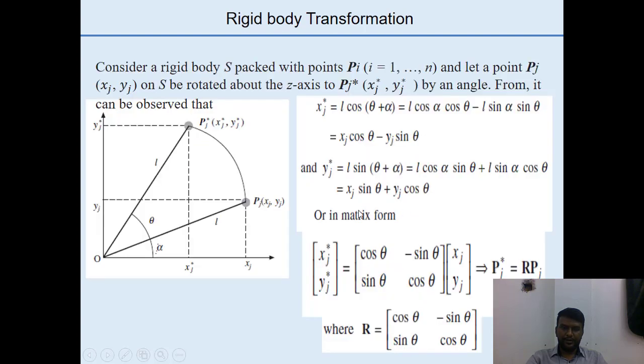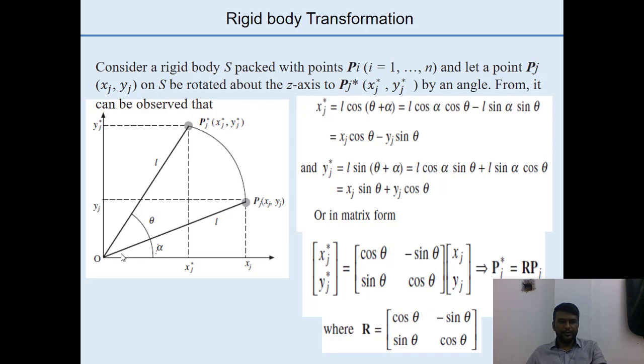Further, now the rotation. Here you can see two axes x and y, a simple 2D coordinate system, and we see the position of point pj. So pj is here, with coordinates xj and yj, and the angle from the x-axis is alpha. If we rotate this point to the new point, called pj star, the coordinates are xj star, yj star.